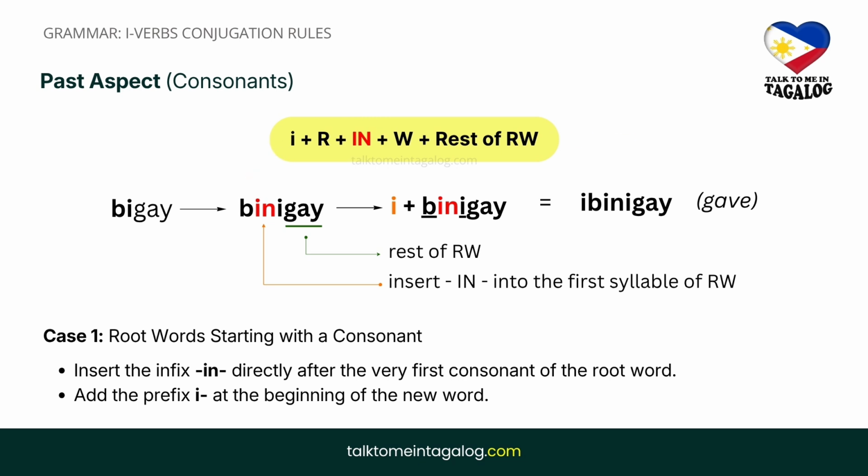Here's the pattern: I plus first consonant plus in plus rest of the first syllable plus rest of the root word. Let's use the root word bigay as an example. Since B is the first syllable, we insert in after the consonant B, giving us binigay. Then we add the prefix I at the beginning. The result is ibinigay, which means gave something to someone.